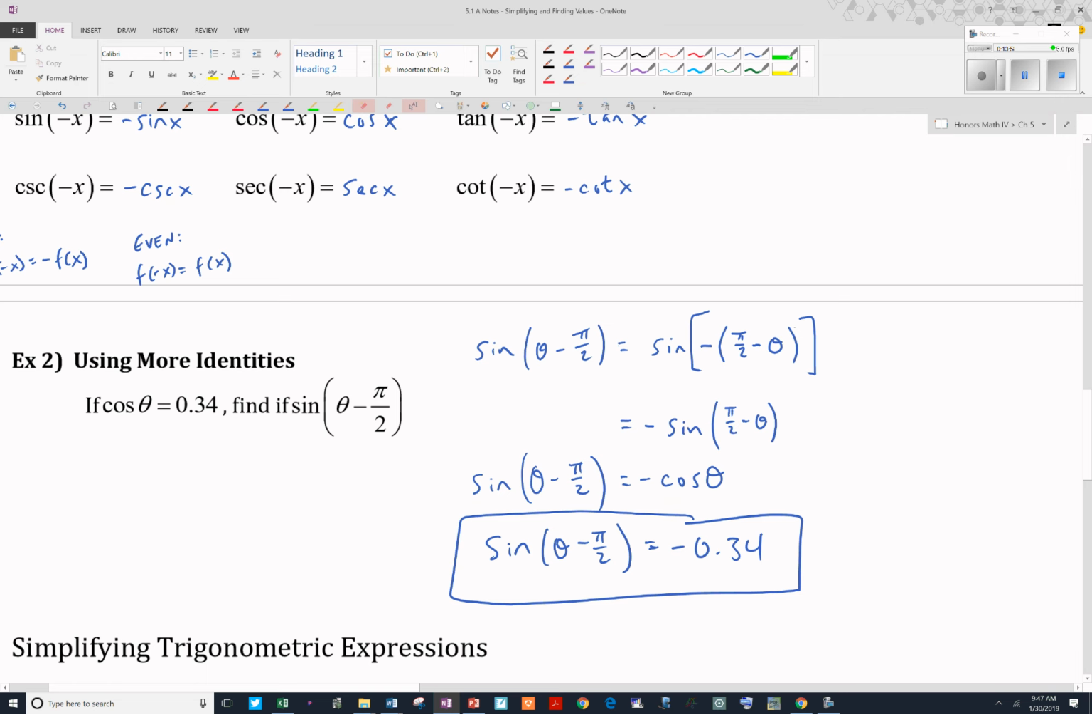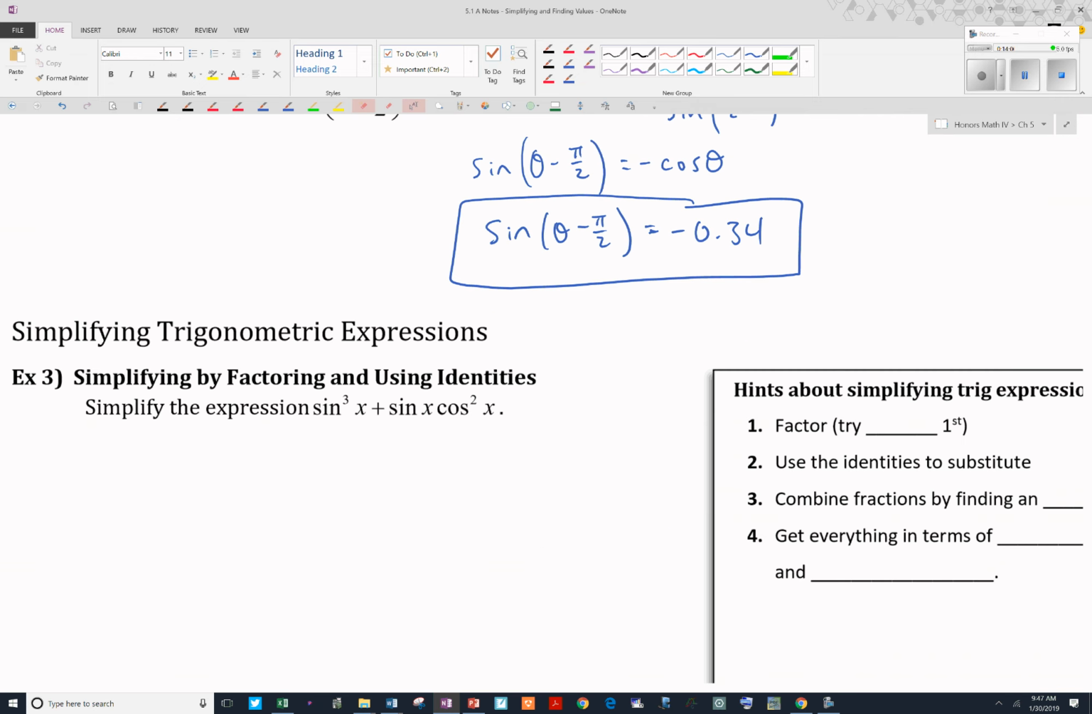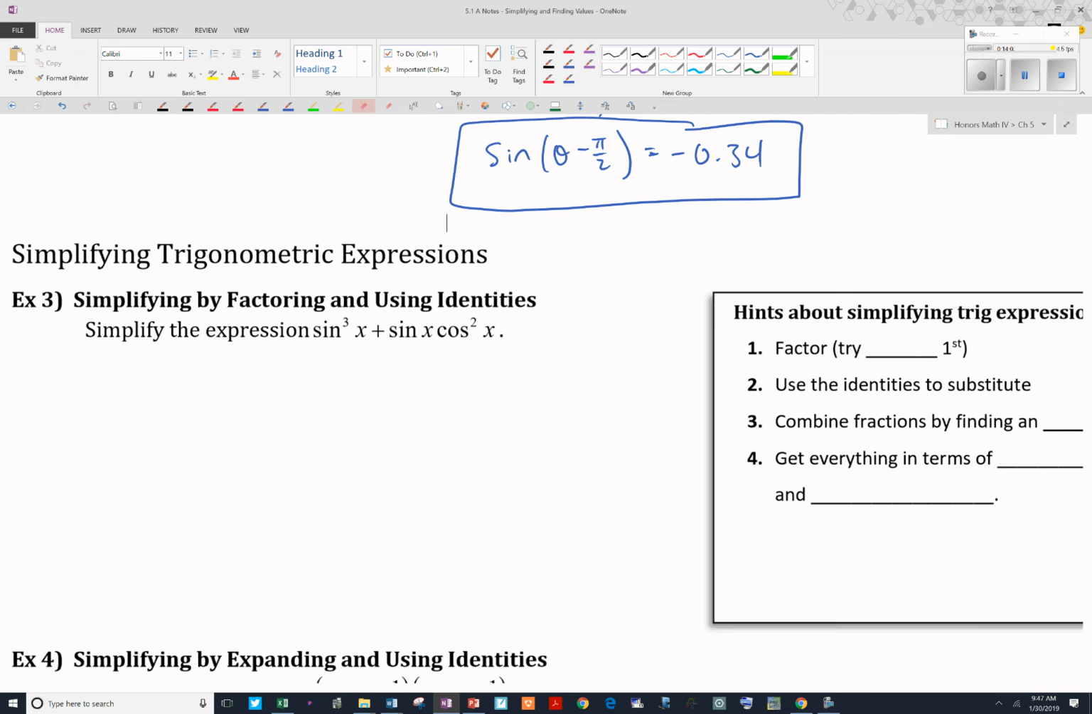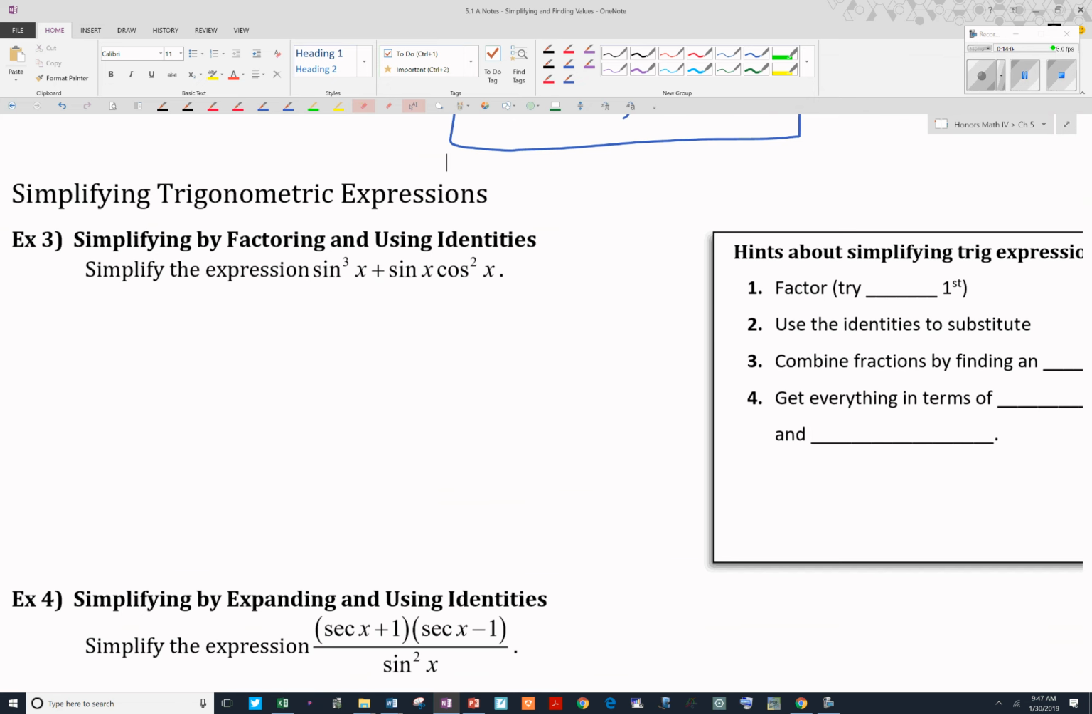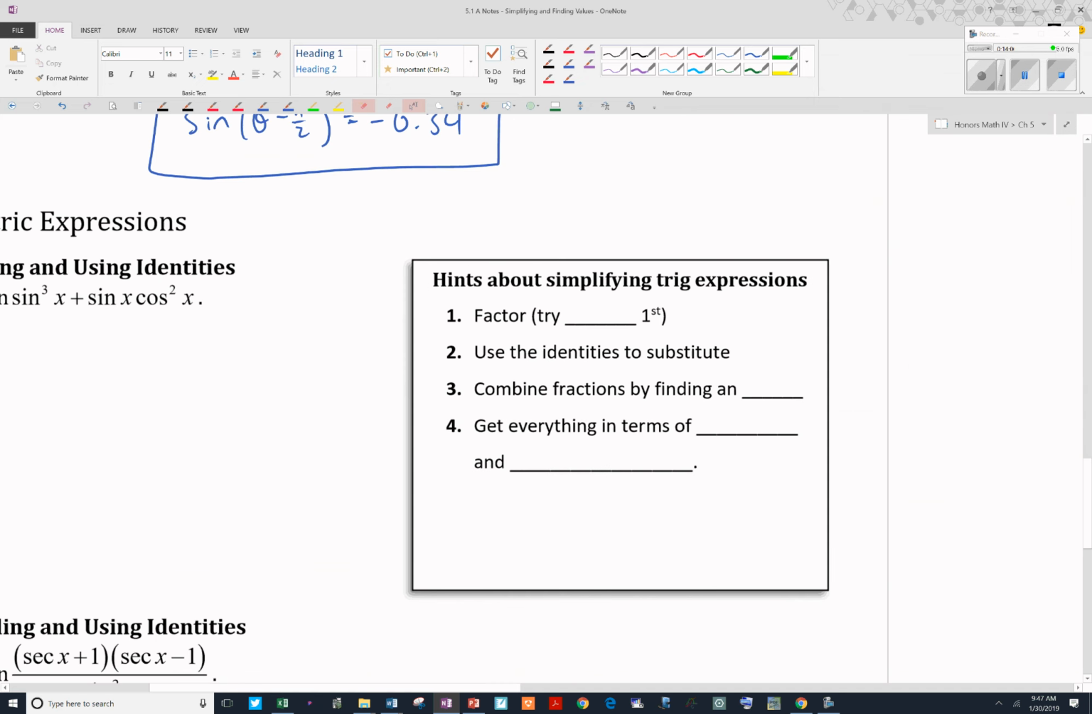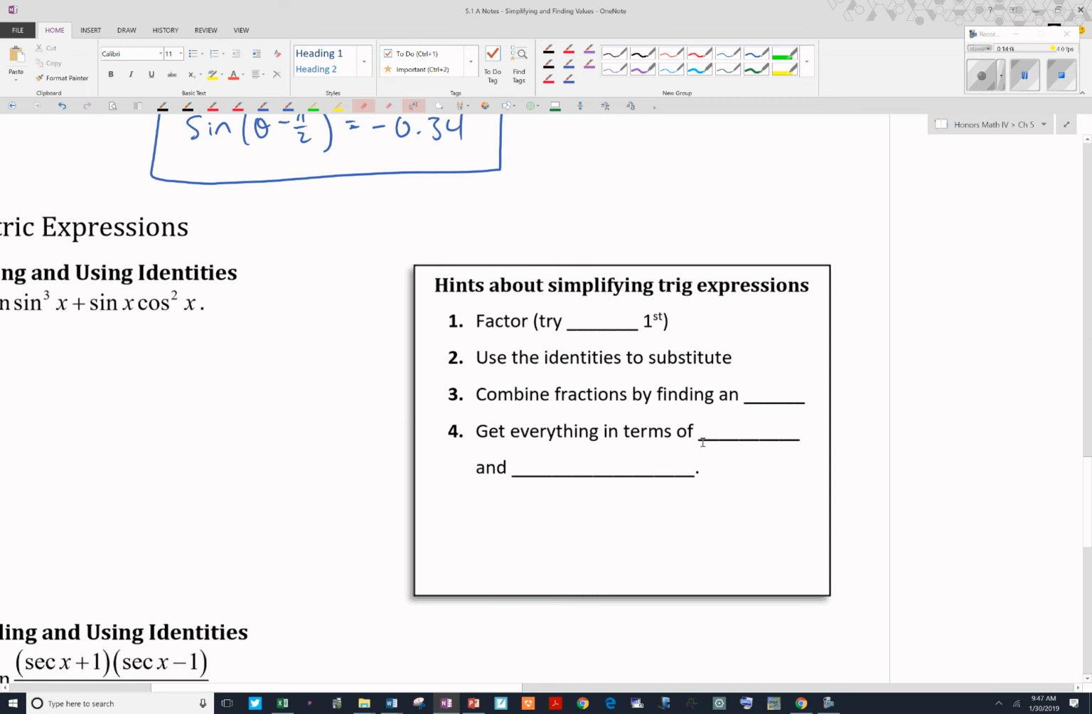All right, now these are some of the things that we did last year with our trig identities. We did a lot of simplifying, and then we did a lot of verifying as well. We'll do verifying in the next video. So here are some hints. A lot of factoring involved. So remember, with factoring, we're always trying to do the GCF first. We'll be using identities to substitute. We'll combine fractions by finding an LCD.